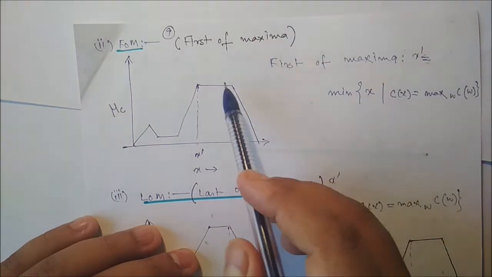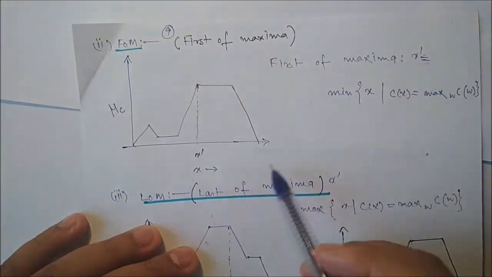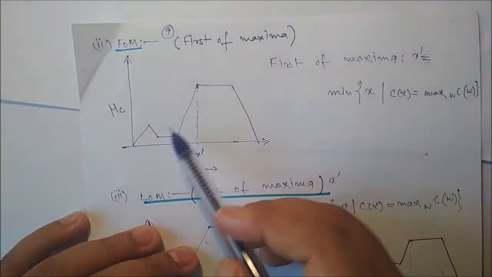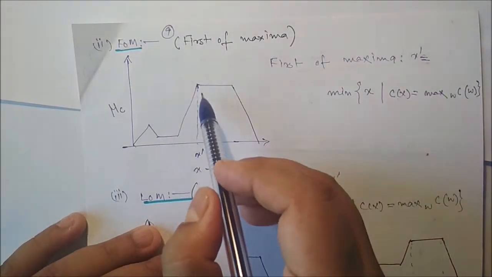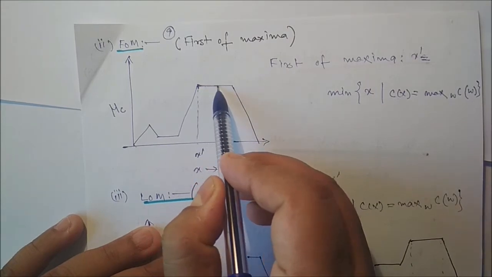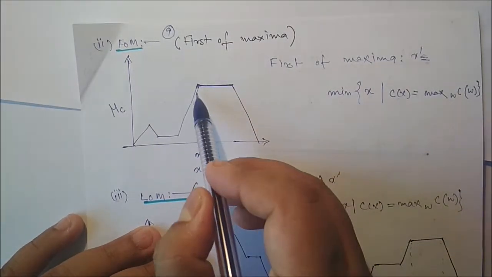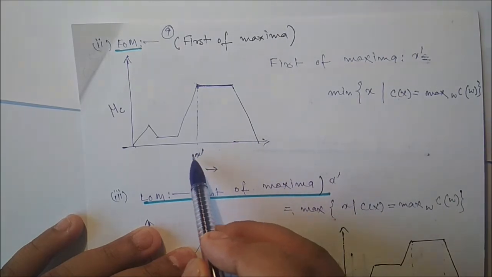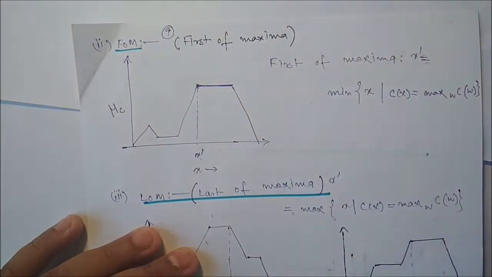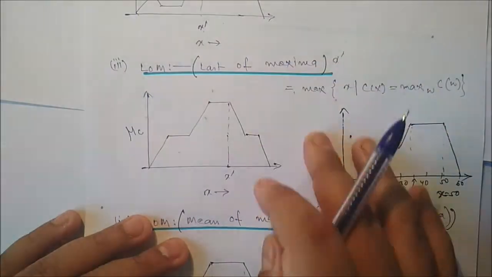Next we can see first of maxima, that is FOM. Here this is our fuzzy set, the fuzzy output. The first time it is maximum, this is the part where the fuzzy value is maximum, this particular range. The first time it is maximum, this x1 is the crisp value of this particular fuzzy output.